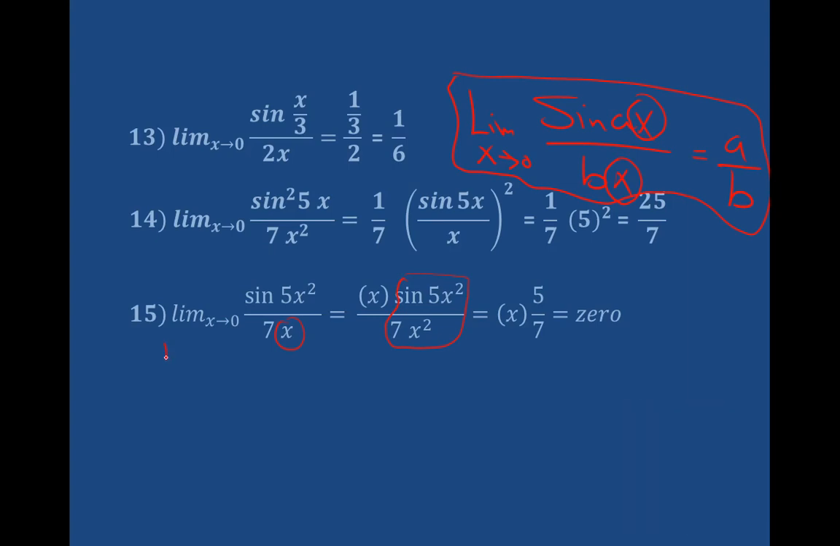I'll solve it again. Limit when x tends to 0 of sine 5x squared over 7x. Here is x squared, here is x. Then I will multiply both expressions by x, giving x times sine 5x power 2 over 7x power 2. The limit of this part is 5 over 7. Don't forget to write x multiplied by 5 over 7. Here x equals 0, then 0 multiplied by 5 over 7. The limit here equals 0.